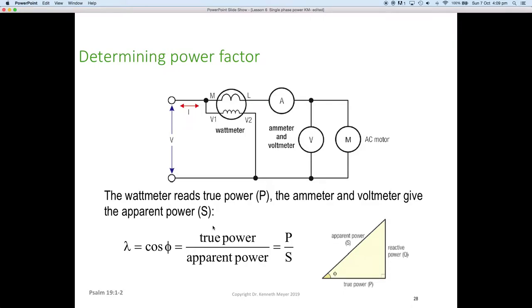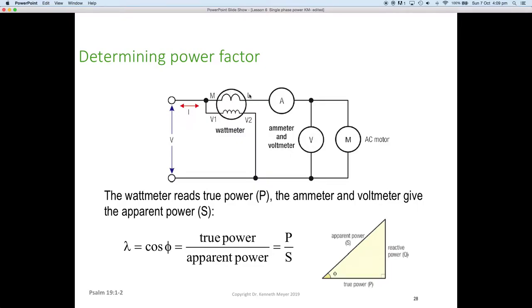So how can we go about determining power factor? The way we can go about measuring power factor is by using a wattmeter, an ammeter, and a voltmeter. So here's our load, here's our motor. Now we're determining the power factor. We've got a motor, we've got a supply voltage, and a wattmeter. A wattmeter actually measures the current between M and L.